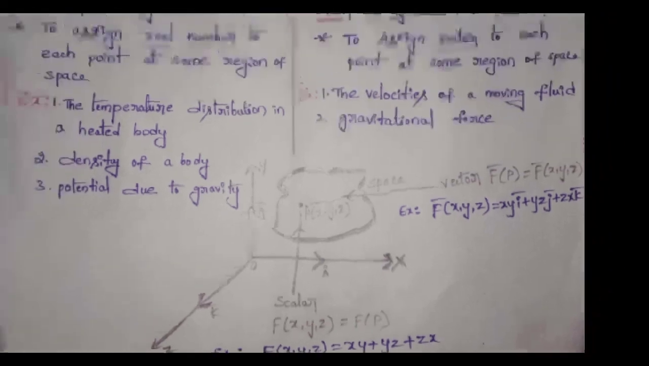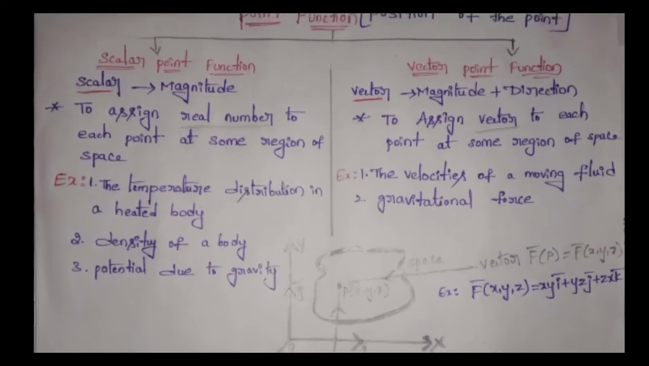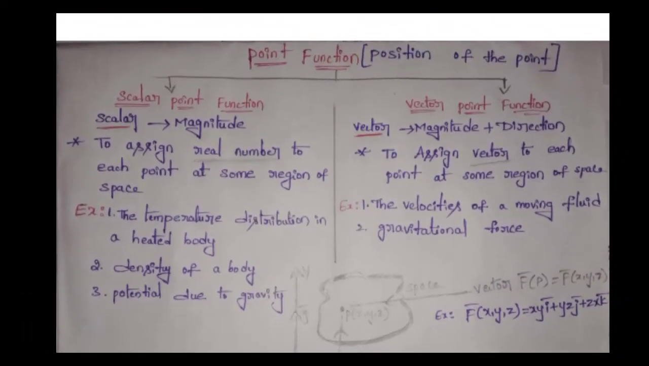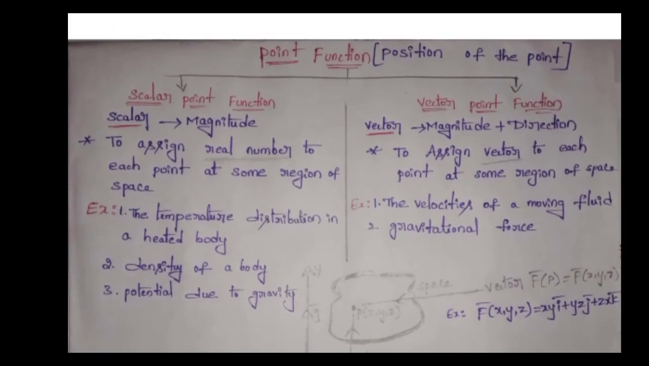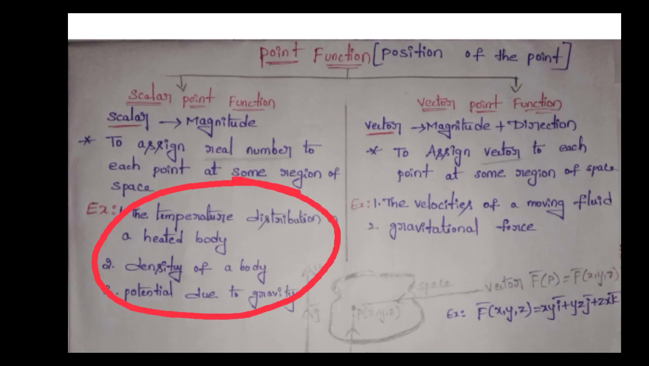And see some real examples of scalar point function and vector point function. Scalar point function examples. First one is temperature distribution in a heated body. Second one is density of a body. Third one is potential due to gravity. These are the examples of scalar point function.